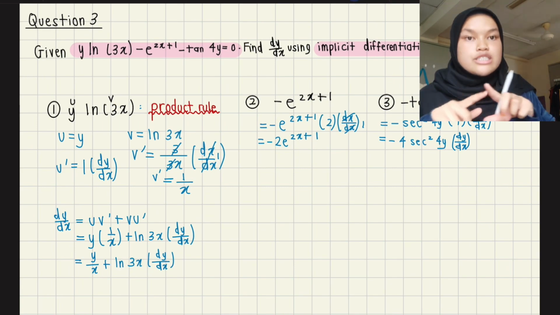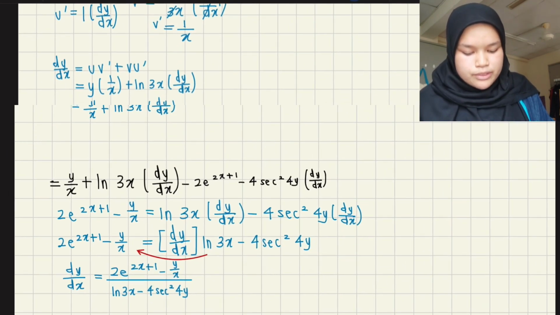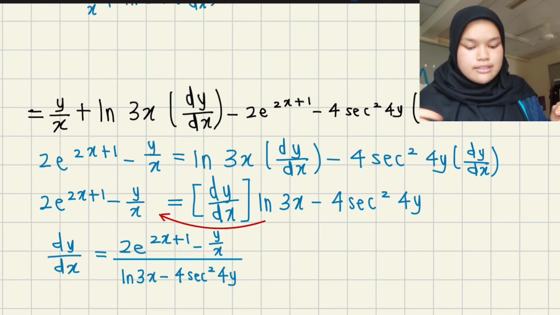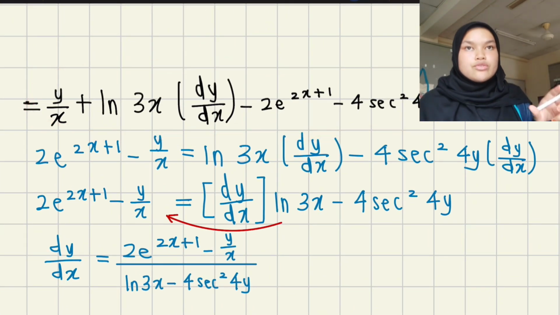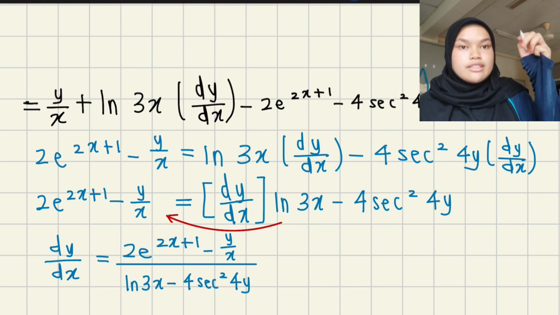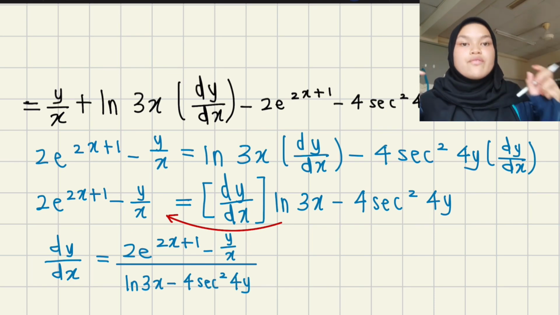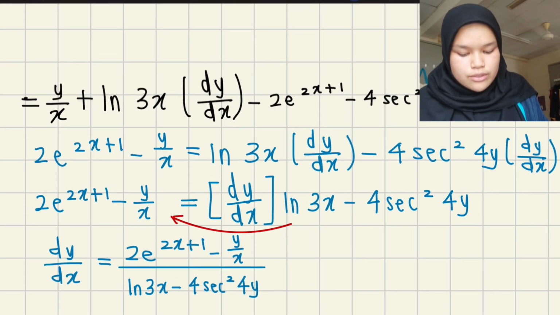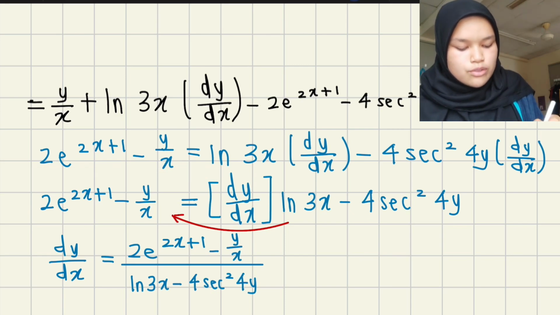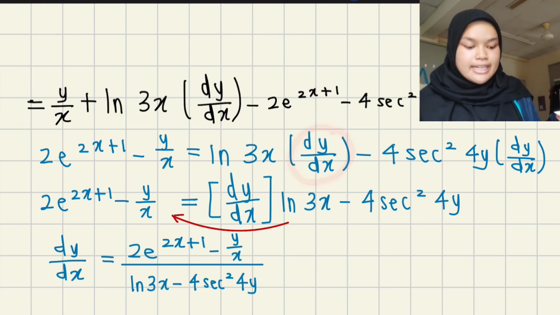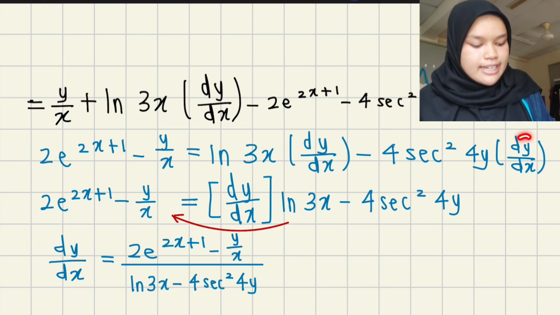Alright, next part. Since we differentiate everything, we put it together, just like the question, just rewrite everything. When we get it like this, now we need to put the terms with dy dx on one side and the terms without dy dx on the other side. So 2e to the power of 2x plus 1 minus y over x equals ln 3x dy dx minus 4 sec squared 4y dy dx.